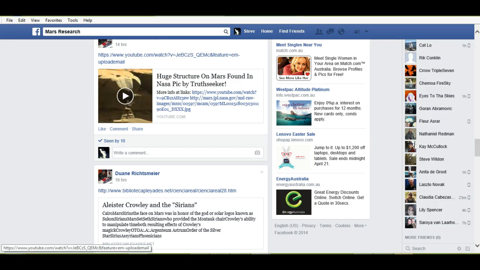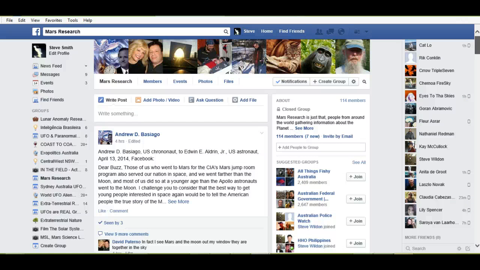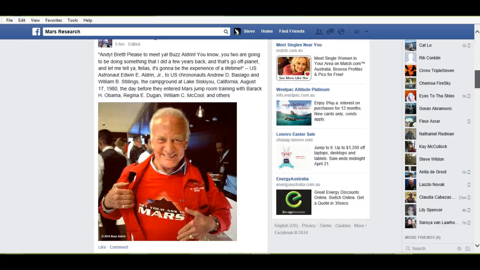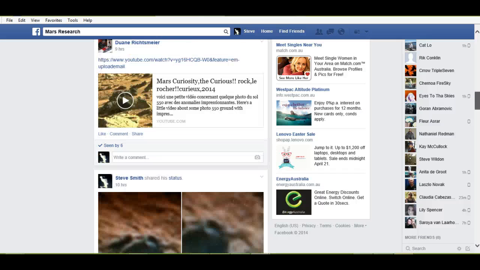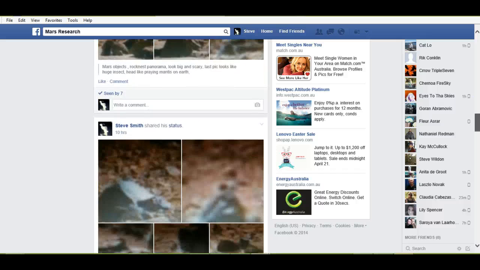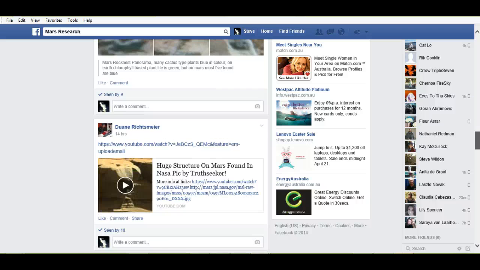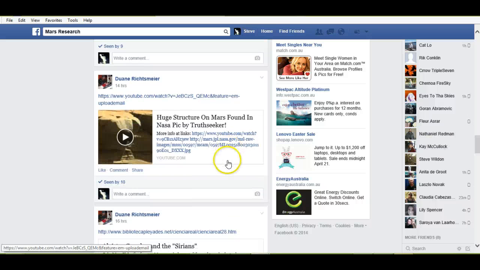Sometimes I come across these very interesting pictures from NASA. So I found this one in the Mars Research Group, and as you go down, the date was the 14th of March, and there it is. There's a few of the others I posted. There was that one there, huge structure on Mars found. Well, it isn't a structure. They've got those very interesting things on rocks. I suppose all the numbers are there.